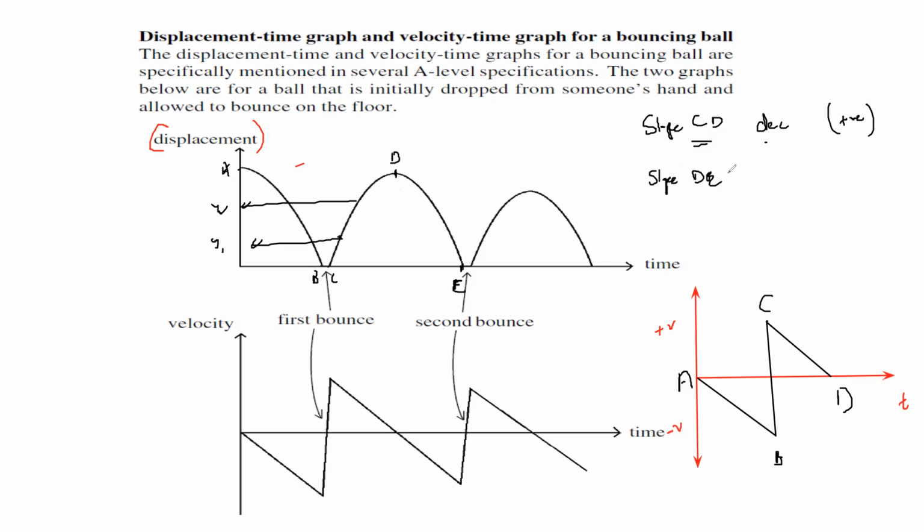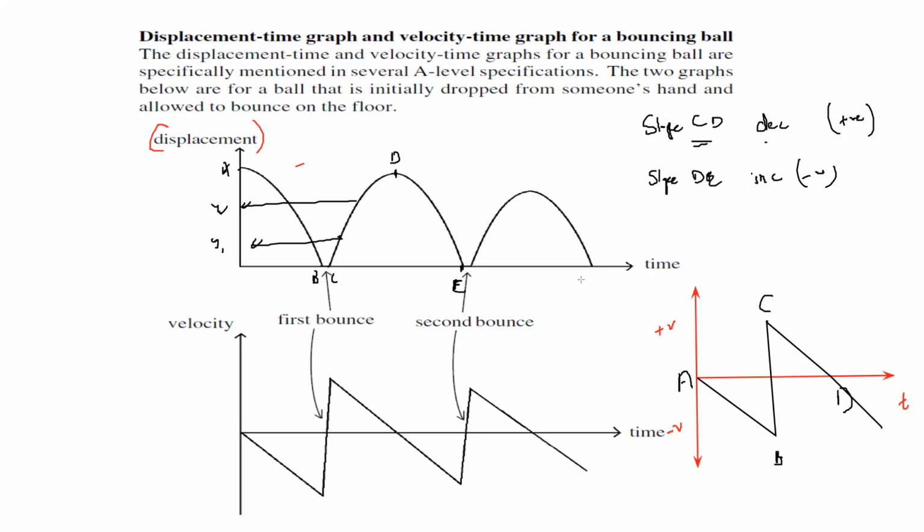From D to E, what happened to the slope? Slope is increasing. And what about the value? Yeah, that's right. Slope is increasing and it is a negative value. So from D to E, what should happen? The velocity should increase, but in a negative axis. So from D to E, the velocity is increasing in a negative axis.